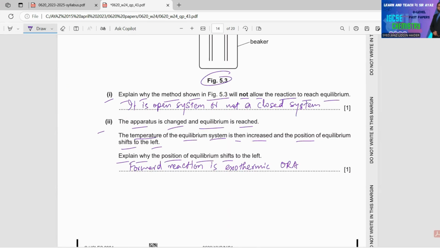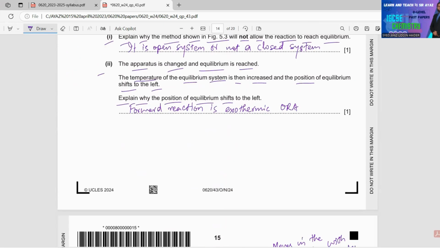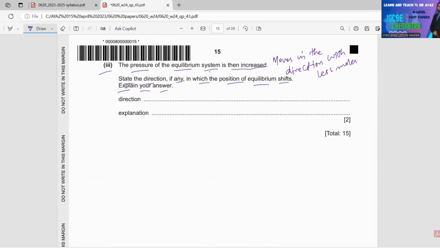Remember, the effect of pressure will be applicable to gases only. So it will definitely shift the equilibrium to the right-hand side or forward direction. Forward or product side.